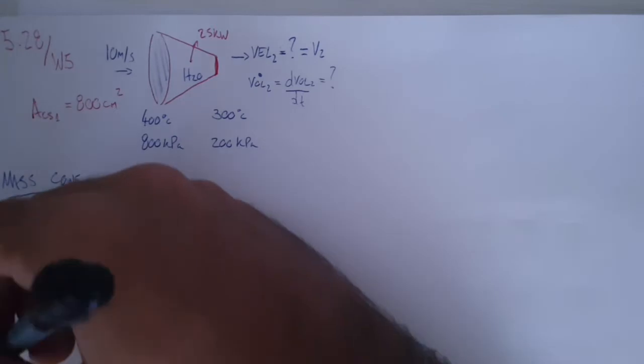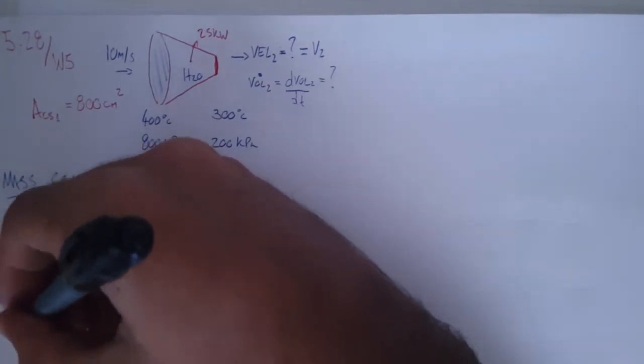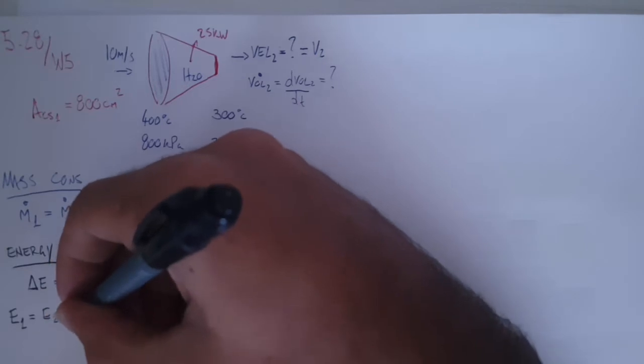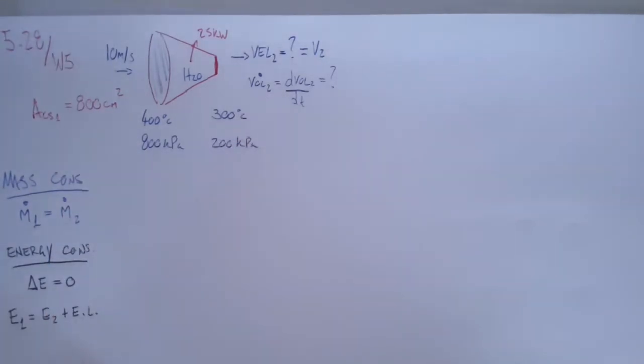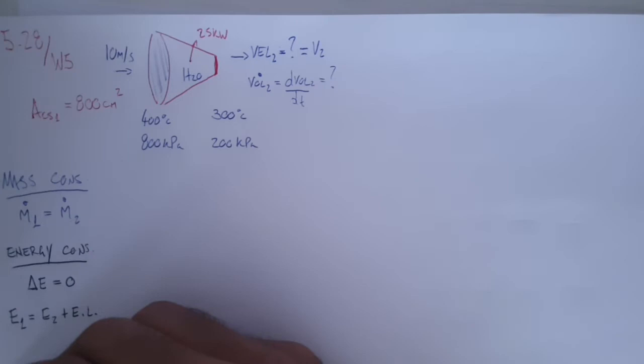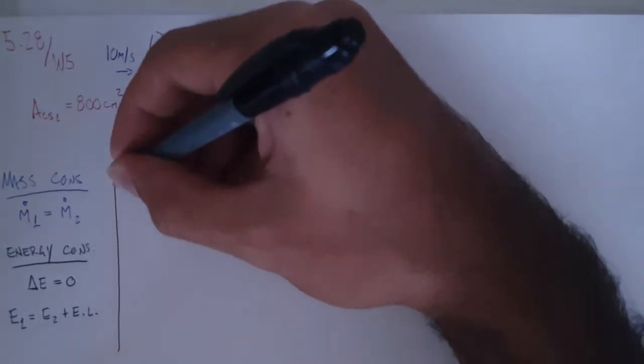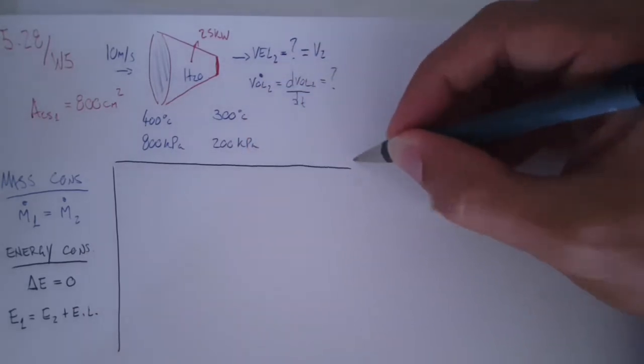Another way to write that is energy on state 1 has to be equal to the energy on state 2 plus the energy lost. Okay, so I'm just going to denote that for now as EL. So let's look at the situation here. Let's try to define this better.